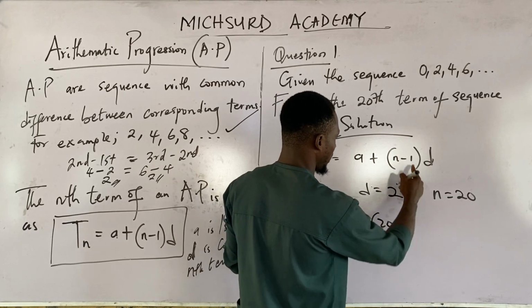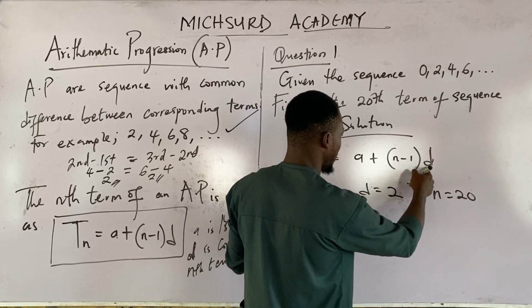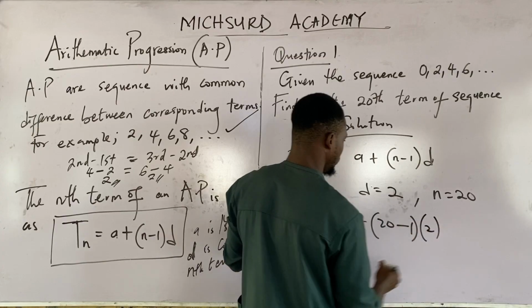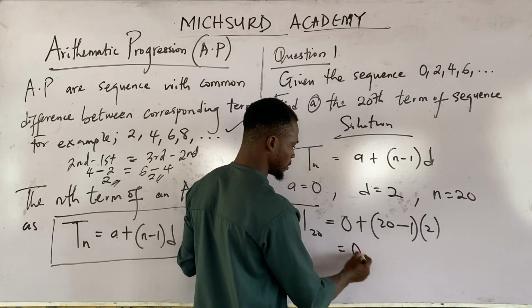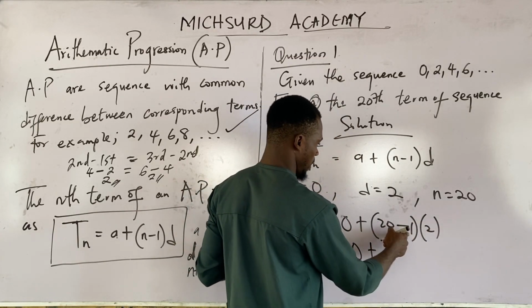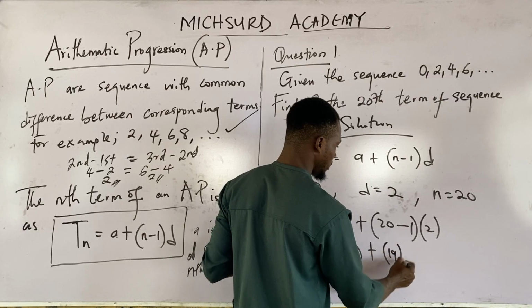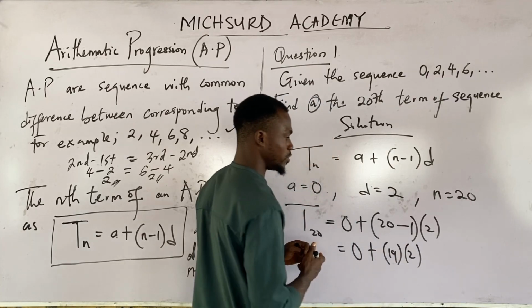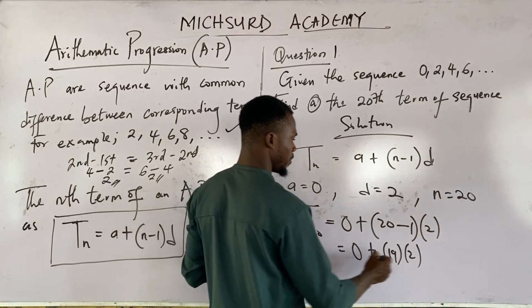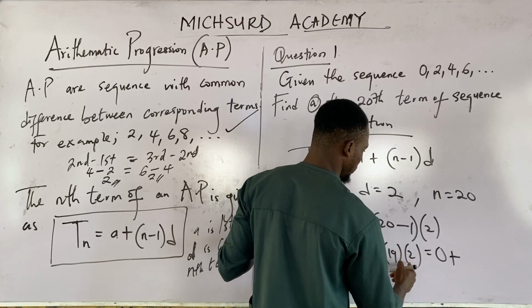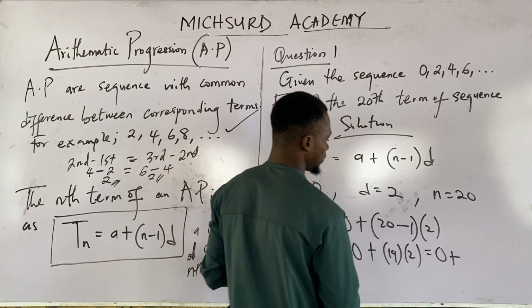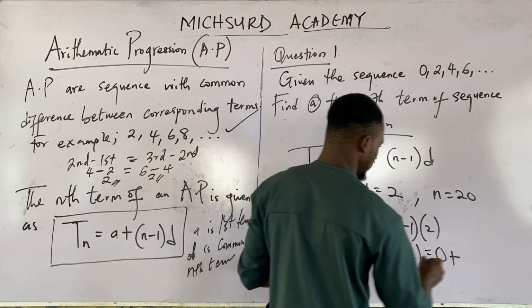20 minus 1 from the formula times d. Our d is what? It is 2. So if we solve this, it is 0 plus 20 minus 1, which gives us 19. 19 will multiply with what? With 2. So we have 0 plus 19 times 2, which gives us 38.